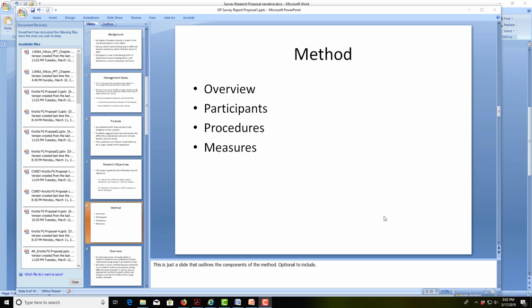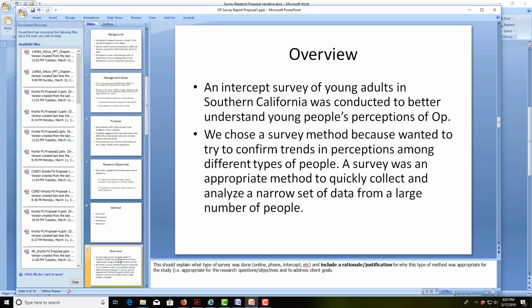In designing a study, you will need to consider who you are going to survey, when and how you will collect your data, and exactly what you're going to ask. All of that information is covered in the methods section of your study report. You might include this first slide, which just lists the sections of your method. It isn't required, but it is helpful for organization.